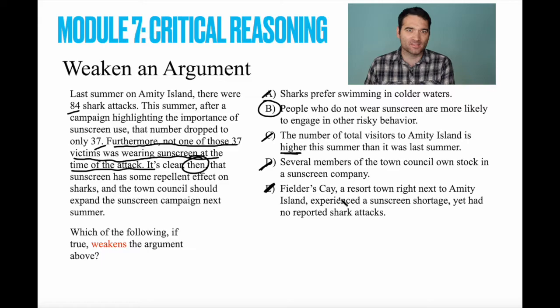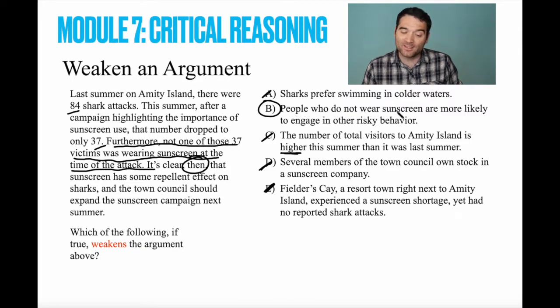And I'll get into this a little bit more. So think about this, right? The argument wants us to believe that the reason that people do or don't get attacked by sharks is whether or not they're wearing sunscreen. And again, right off the bat, we might be skeptical of that claim, but we have to contend with this piece of evidence that of all the people who got attacked, none of them were wearing sunscreen.